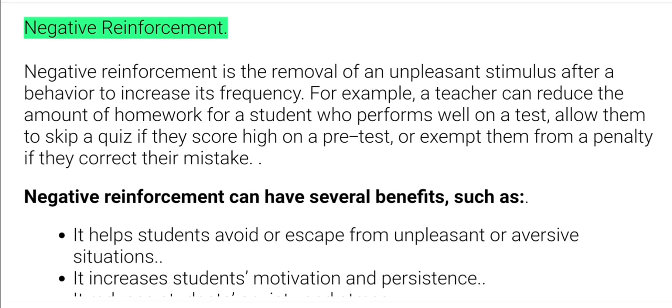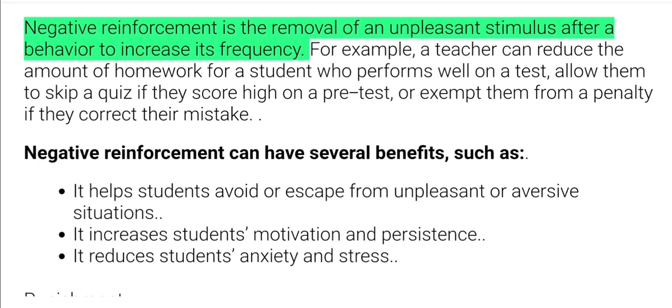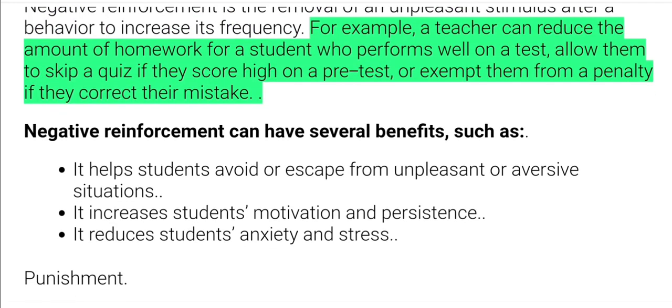Negative reinforcement. Negative reinforcement is the removal of an unpleasant stimulus after a behavior to increase its frequency. For example, a teacher can reduce the amount of homework for a student who performs well on a test, allow them to skip a quiz if they score high on a pre-test, or exempt them from a penalty if they correct their mistake.